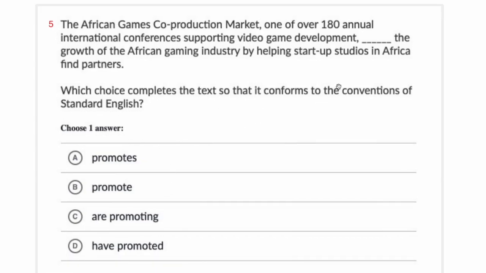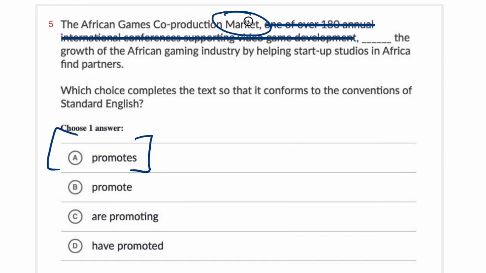Another verb-related question. Let's see. The African Games co-production market. Okay, so this one will be subject-verb agreement. And one of the hallmarks of the subject-verb agreement questions is that they do like to separate the subject from the verb or the blank, using things like interruptions, which we have here. So our subject is really the market. So the market promotes. And so singular, singular. And yes, a verb ending in an S is singular usually.